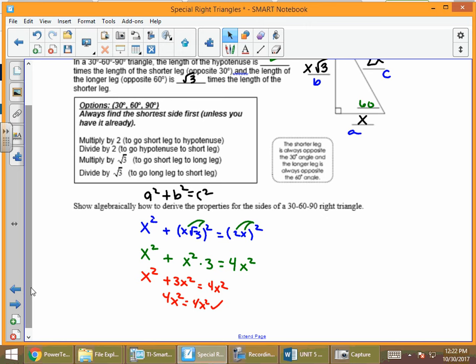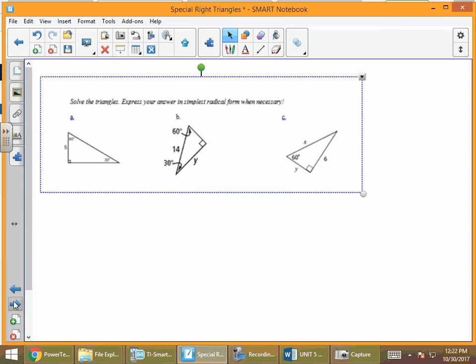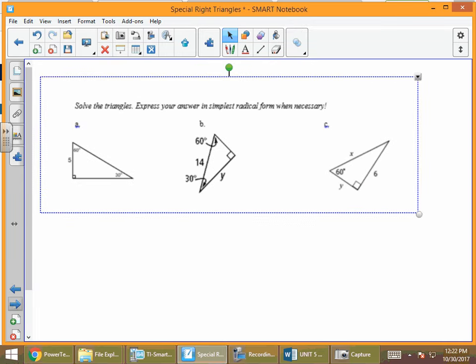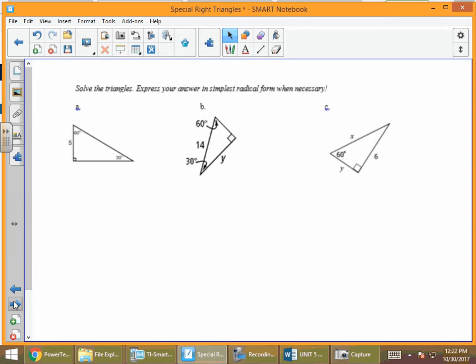Okay, questions? Now we're going to see how this looks in some examples. We're solving these triangles, so we're finding the missing angles and sides. Again, with these, you always have to leave your answer in simplest radical form. If we look at A, our angles are already given to us. Our 90, our 30, and our 60. So you have to identify which side I was given. Short, long, or hypotenuse? Short.